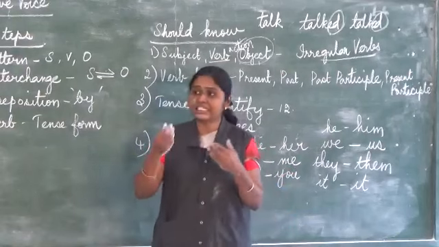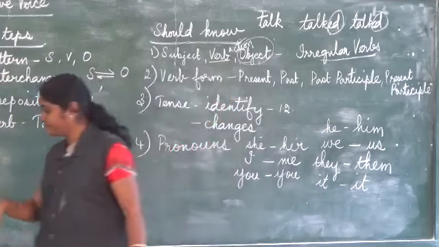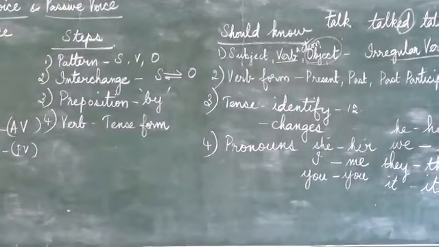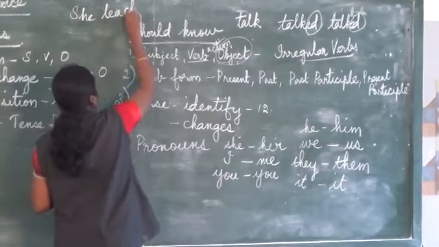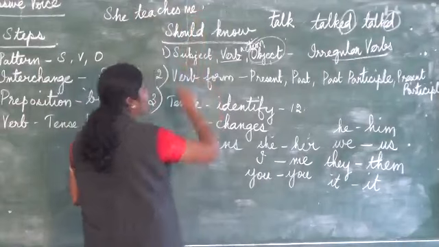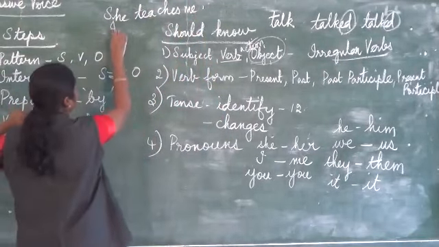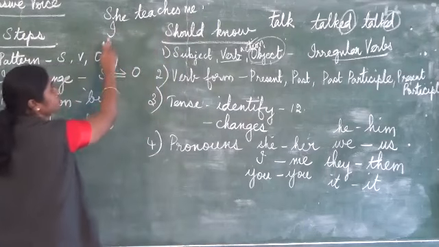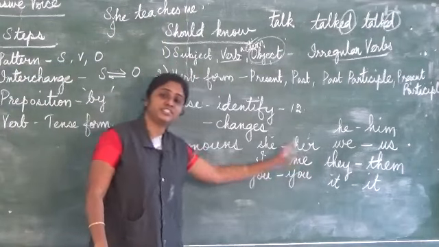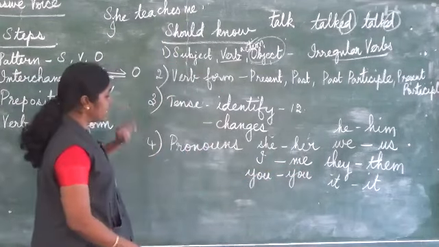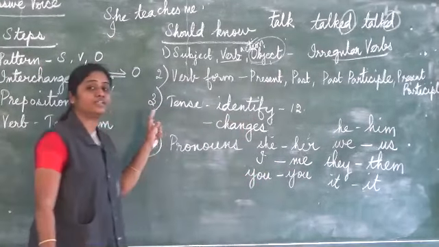Not only in passive voice, in active voice also sometimes you may have these things. Okay, she teaches me. So she teaches me is active voice. Clear? See, when you change it into passive form, you are bringing this me to the front. So it should be changed into I. So if it is given as I, you change it into me. If it is given as me, you change it into I.